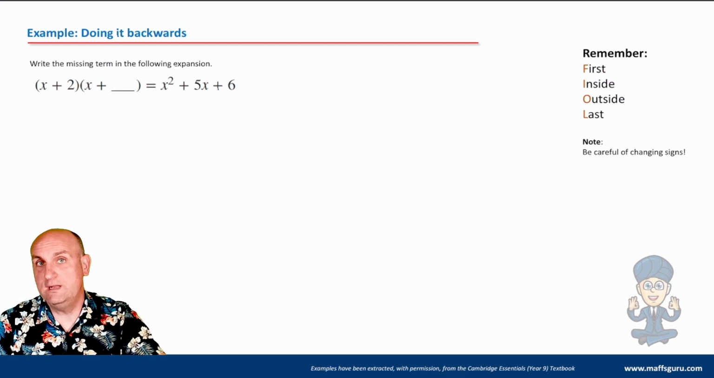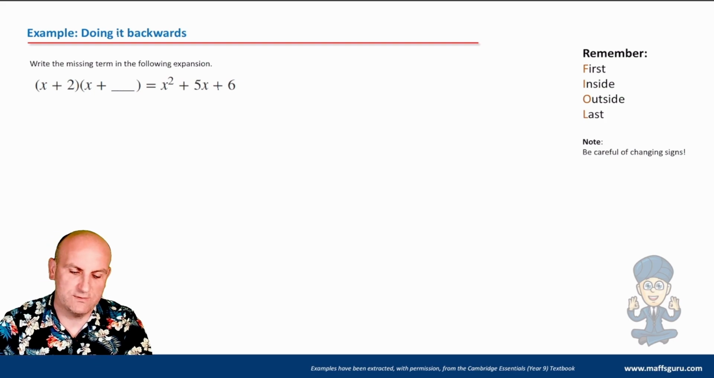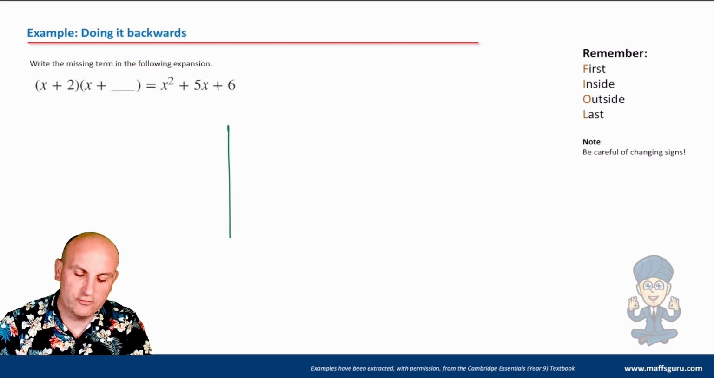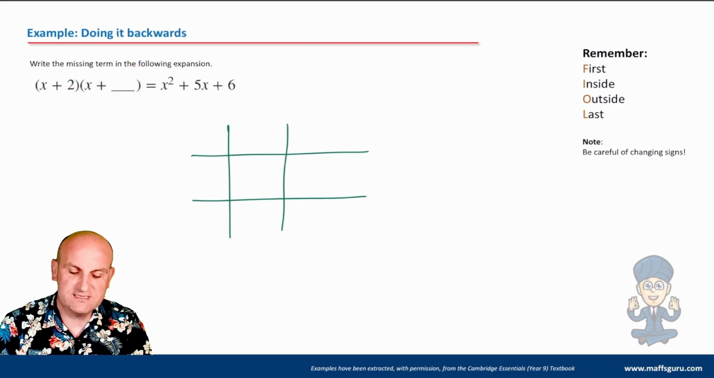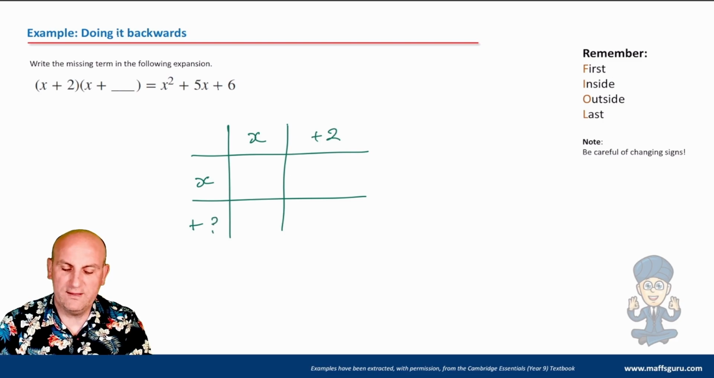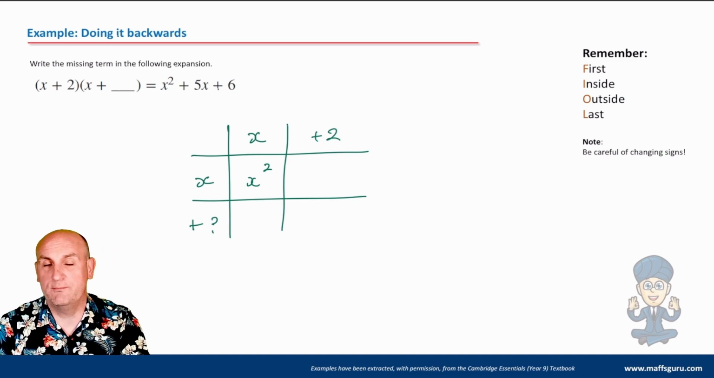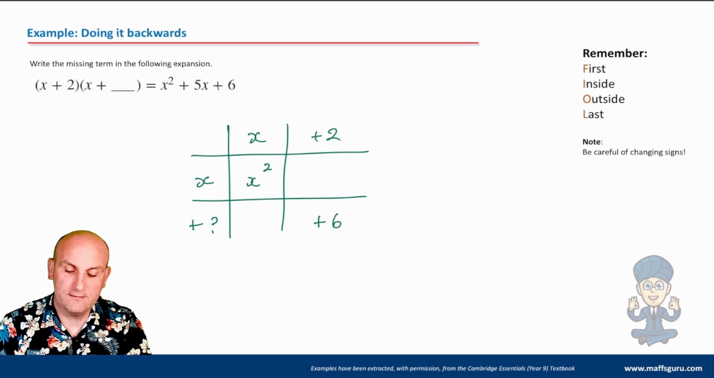Now, obviously, what we do need to understand is how to do things backwards. And what do we now notice? Well, they're missing a bracket here, or they're missing a value here. So I'm going to draw my grid, because they've given me some important information. I know that I've got x plus 2 here, and I've got an x plus something here. I don't know what that one is. And what have they told me? Well, they've told me that I've got an x squared. We know that the first term always comes from in here. And I know that I've got this plus 6, and where does that last term always come from? It always comes from here.